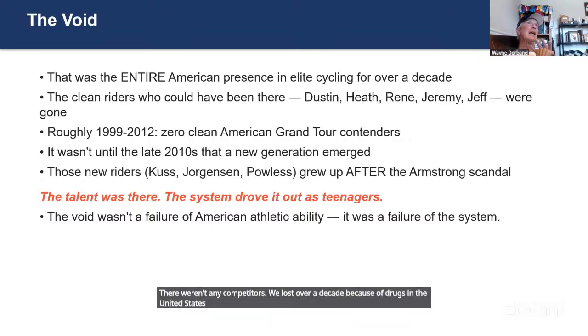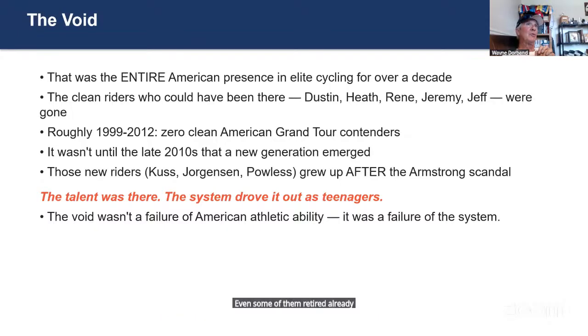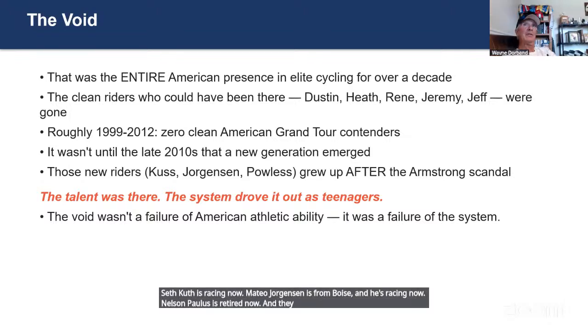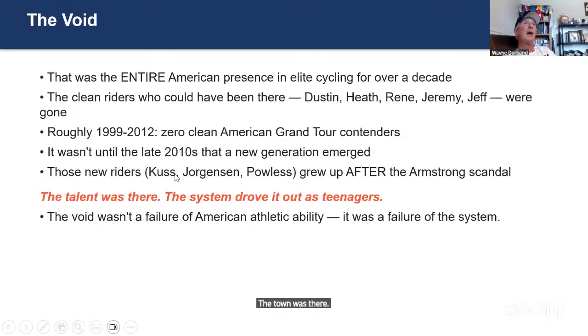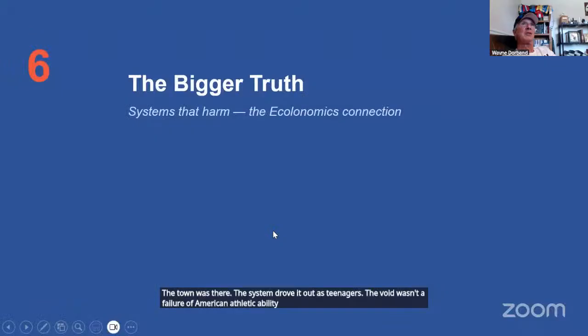It wasn't until the late 2010s that a new generation emerged. And those are the guys racing, even some of them retired already. Seth Kuth is racing now. Matteo Jorgensen is from Boise, and he's racing now. Nelson Paulus is retired now. And they grew up after this scandal. The talent was there. The system drove it out as teenagers. The void wasn't a failure of American athletic ability. It was a failure of the system.